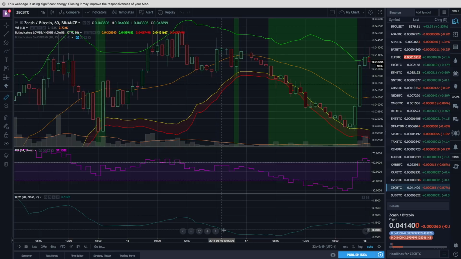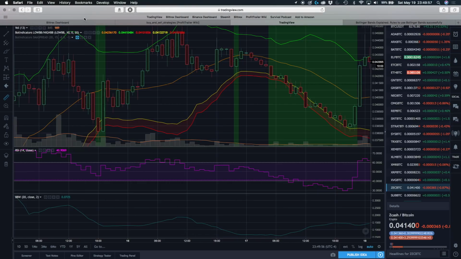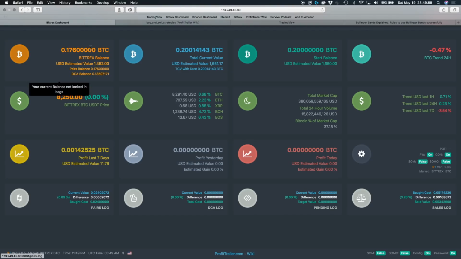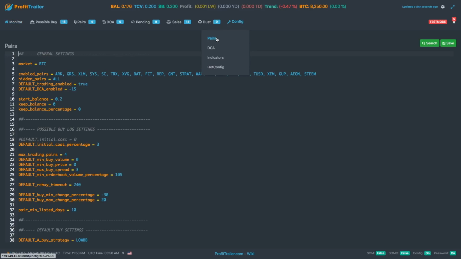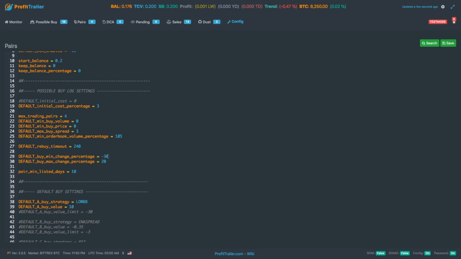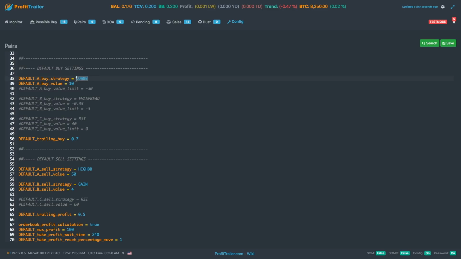I prefer, when using this indicator, to just mark it as coin specific individually. So how do we look at this in our config? If we go into pairs, the pairs config, and look at the default buy settings. Now currently I have it set to low BB. However, if I wanted to, BB width is all we have to put here for our buy strategy.